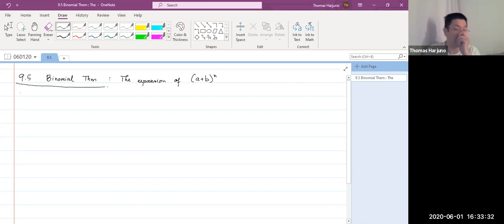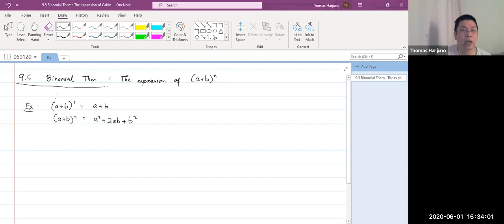Let's see what we have had so far. For example, we have known that a plus b to the 1, of course, is simply a plus b, right? And then we also have known a plus b squared equals a squared plus 2ab plus b squared. Now, of course, the simplest one is a plus b to the 0, then that's simply 1.